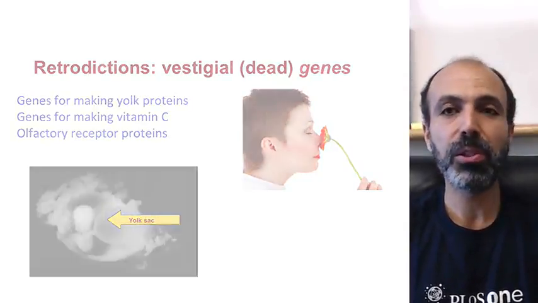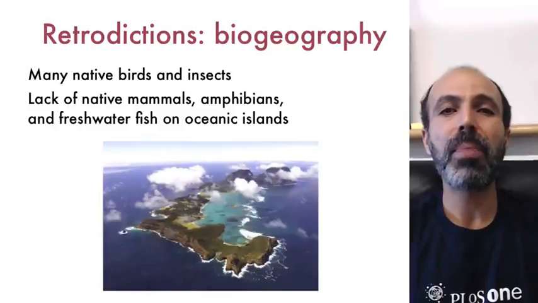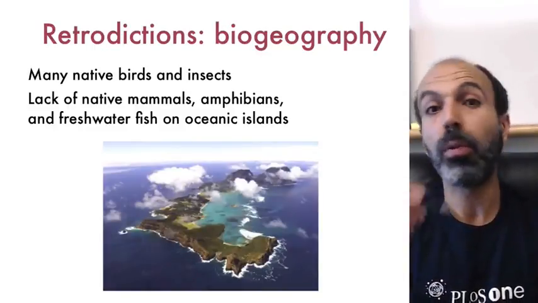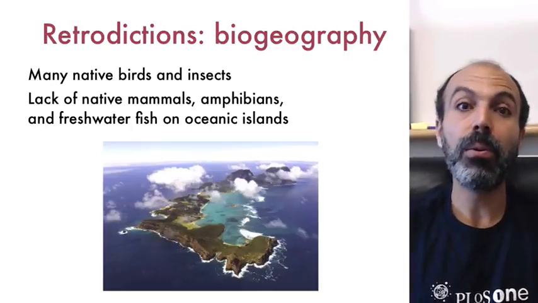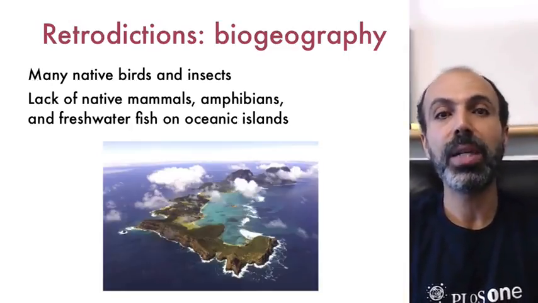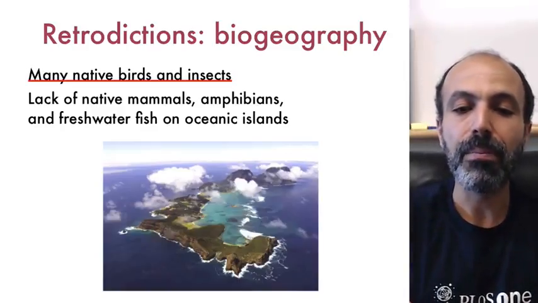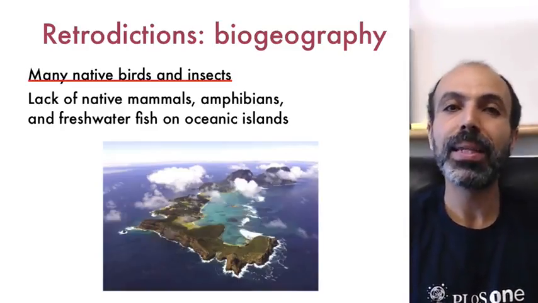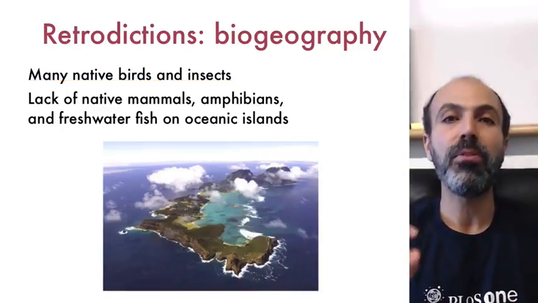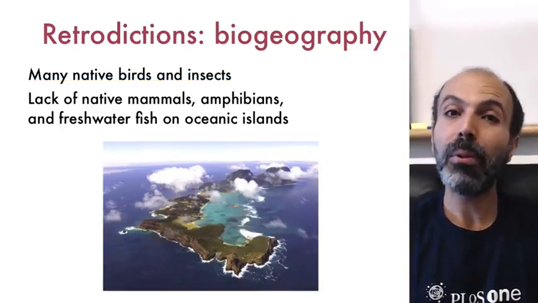Let me talk about another set of retrodictions. These are related to biogeography, basically where animals are found or where plants are found in the world. Well, what we see in terms of biogeography is that when you look at very isolated oceanic islands, they tend to have many native birds and insects, but they lack amphibians, mammals, or freshwater fish that are native to those islands. Now, why would this be?